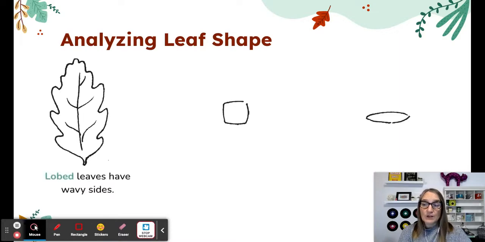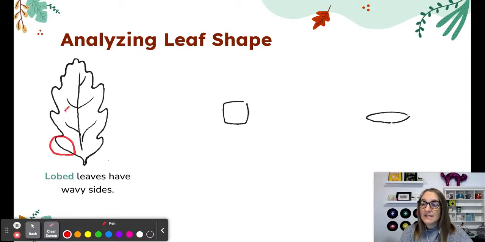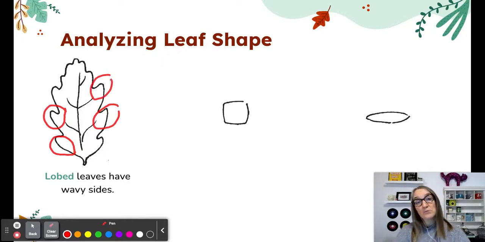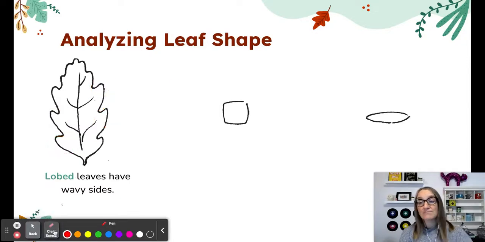All right, a couple more leaf shapes here. First, we have our lobed leaves. Lobed leaves have wavy sides. They actually have these lobes sticking out from them. So these little rounded bits that stick out are called lobes. So the leaves that have lobes are called lobed leaves. Straightforward.